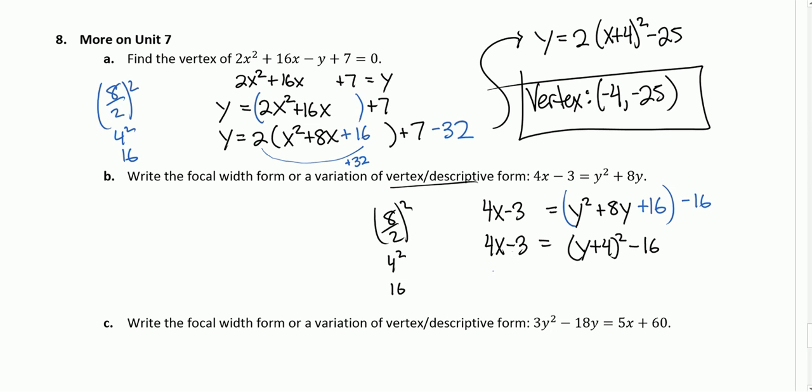Now I'm going to add 3 to both sides to solve for x. And when you add 3, you get minus 13. And remember, there's a 1 in front of the parentheses. So when you divide by 4, you get x is 1/4 times y plus 4 squared minus 13 divided by 4. And that is the form we were trying to get it in.